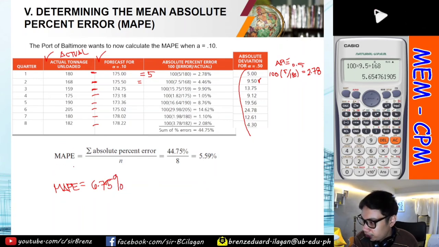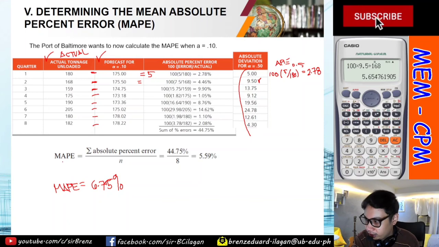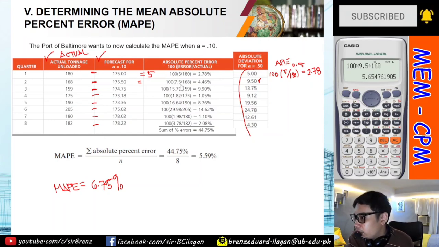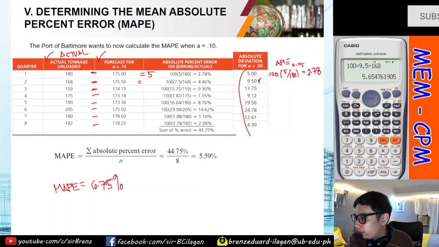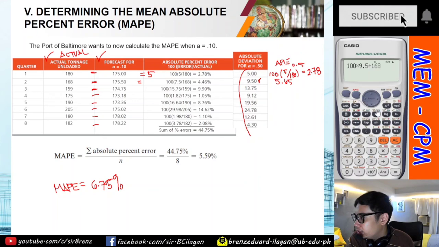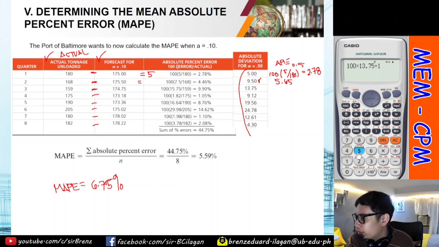So, ito kasi, hindi ko pa rin nasosolve. Ito, actual natin siyang isosolve. Pero sabi doon, may sagot siyang 6.75. So, palabasin natin. So, ito is 5.65. Then, let's proceed with the next one. So, ito, mapapalitan lang ng 13.75 yung deviation niya, or yung difference. Tapos ito, mapapalitan ng 159 yung actual.